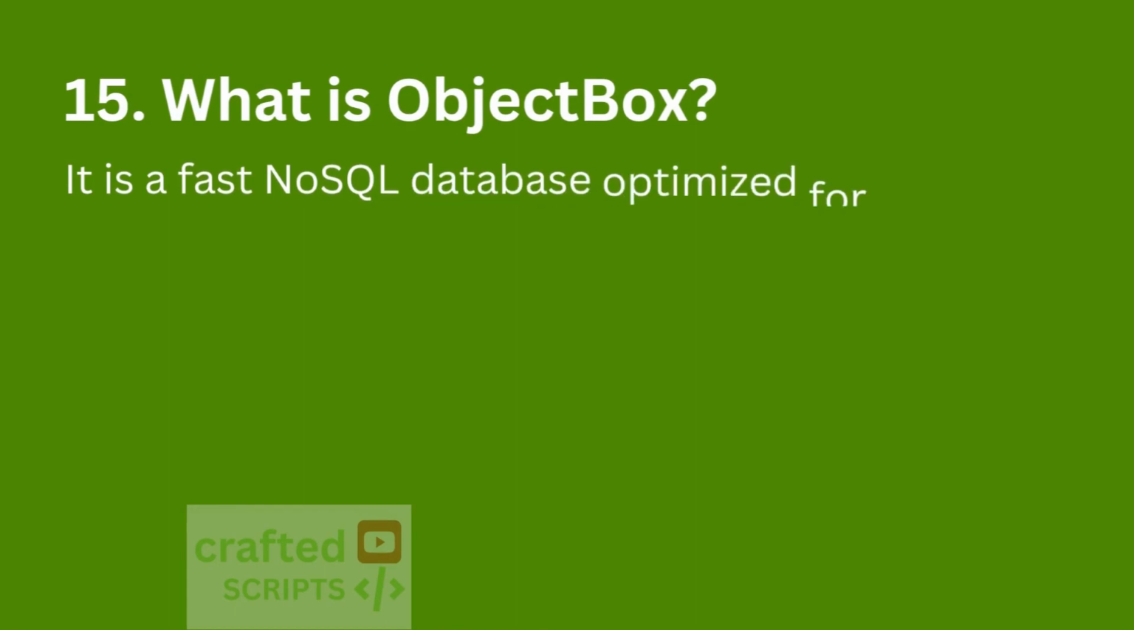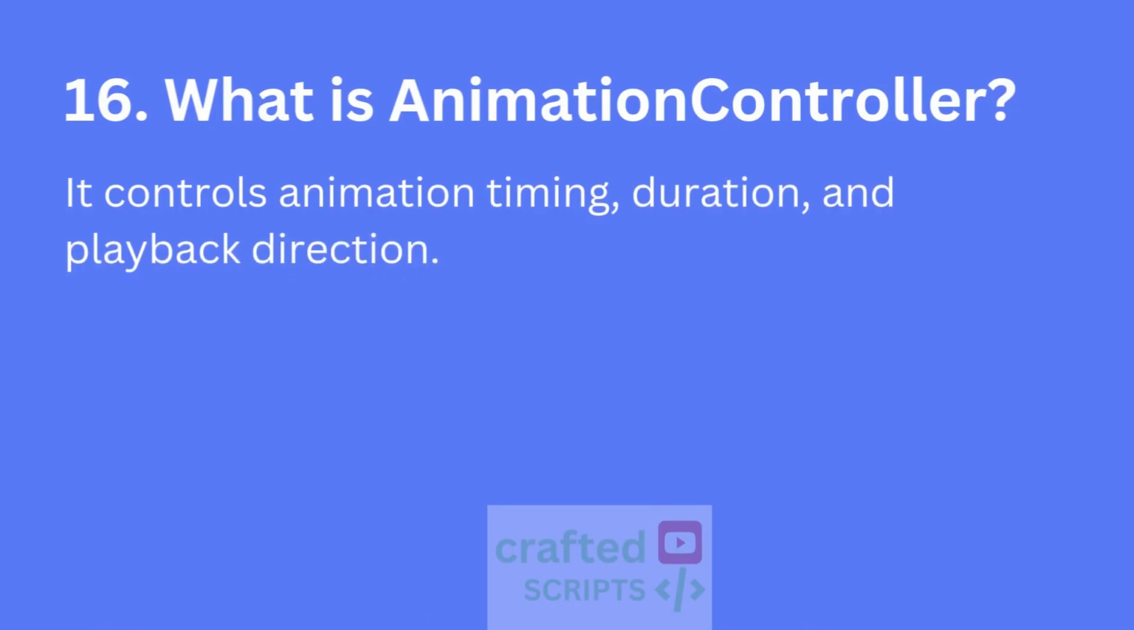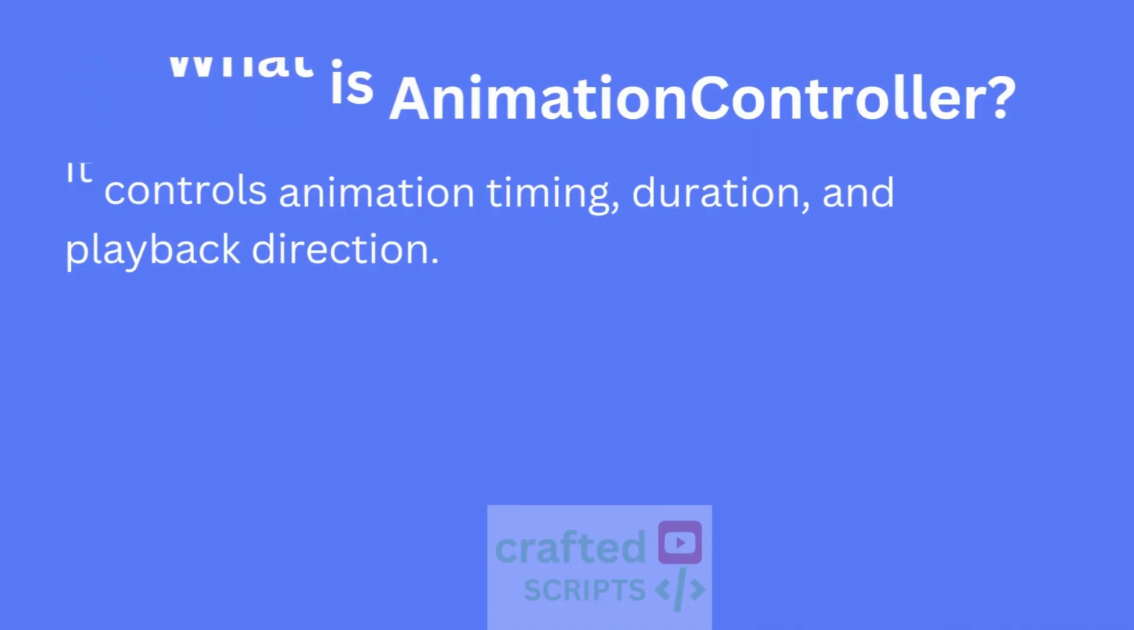Question number 15. What is ObjectBox? It is a fast NoSQL database optimized for mobile apps, similar to Hive but with relation support. Question number 16. What is AnimationController? It controls animation timing, duration, and playback direction.